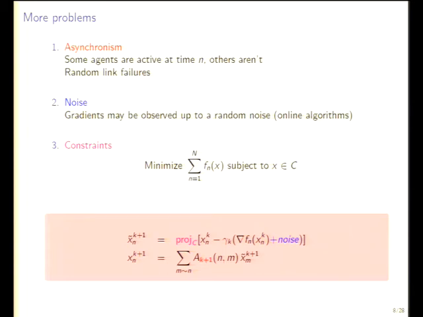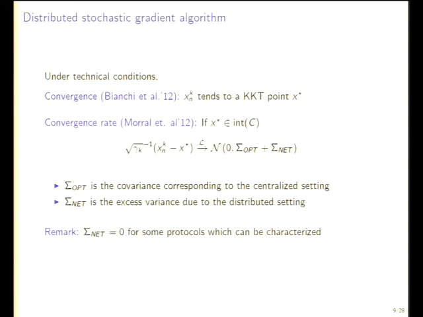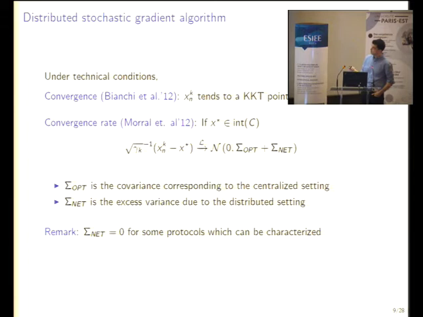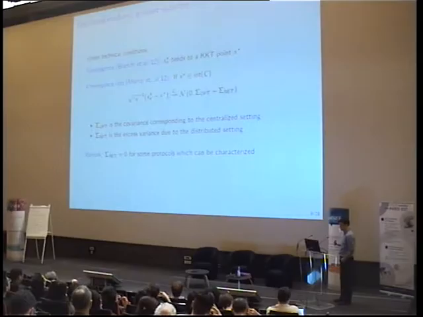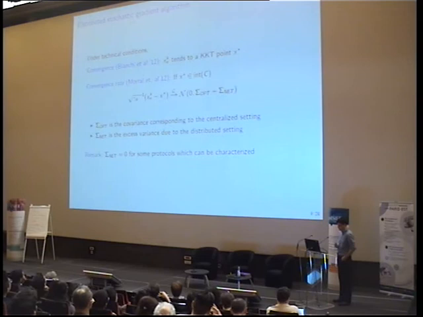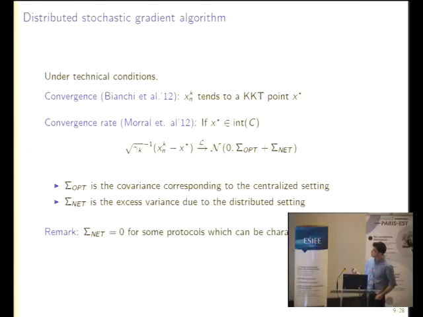And so it can be shown that X_n^k will converge to a KKT point x* of the problem. So it means actually, if the problem is convex, a global minimum of the problem. And under certain circumstances, we can analyze the estimation error, X_n^k minus x*, which, when properly renormalized by the square root of the step size gamma_k, shall converge to a Gaussian variable with zero mean and with a certain limiting covariance matrix, which is a sum of two terms, sigma_opt and sigma_net.